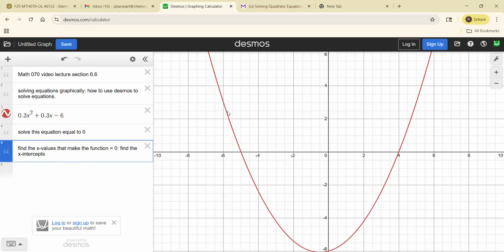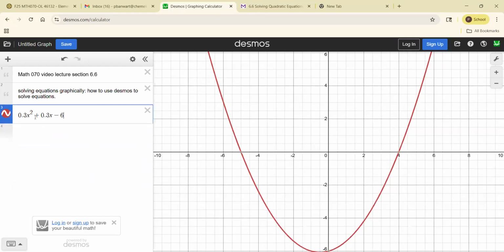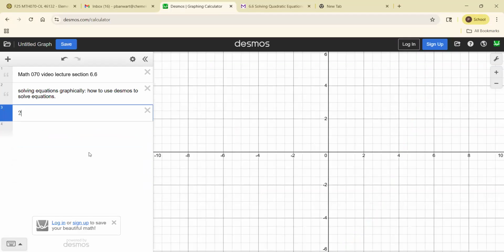And we've been doing this for a while now. In Desmos, it's super easy. You just click on the intersection points. Negative 5 and 4. So x equals negative 5 and x equals 4. And that's about all there is to it. You put your equation into Desmos. In this case, there's one equation and I want it to equal 0. I'll give you another example where I have two equations equal to each other.